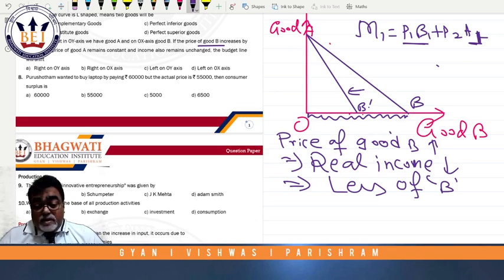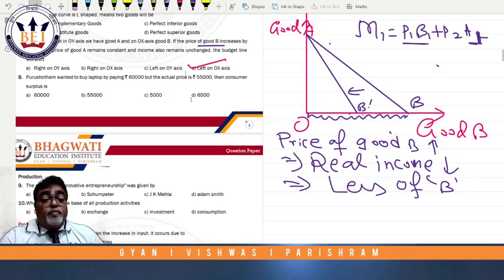First of all, you have to make this diagram as they have given. Then you should look at the options given. What options are given? Right on OY axis, right on OX axis, left on OY axis, left on OX axis. As per the figure I have made, obviously one can understand it should be left on OX axis. So my diagram is this and the answer should be left on OX axis.